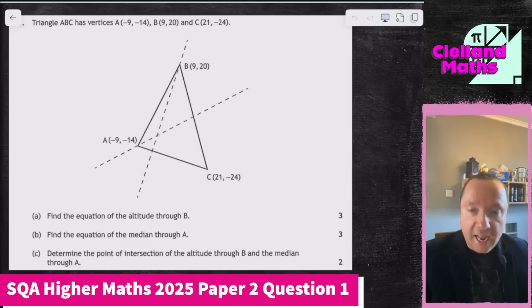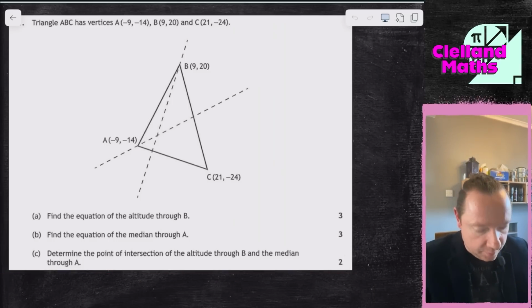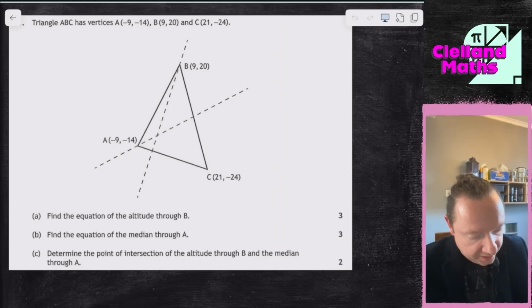SQA Higher Maths 2025 Paper 2 Question 1. The triangle ABC has these vertices. Find the equation of the altitude, then the median, then the point of intersection. Fairly standard stuff here. Altitude through B, it says.